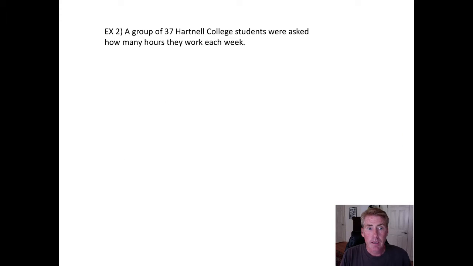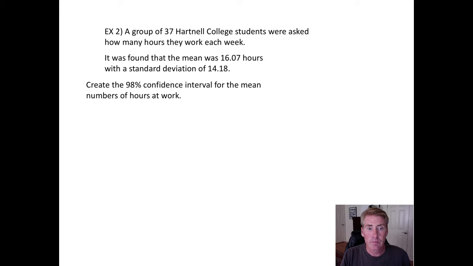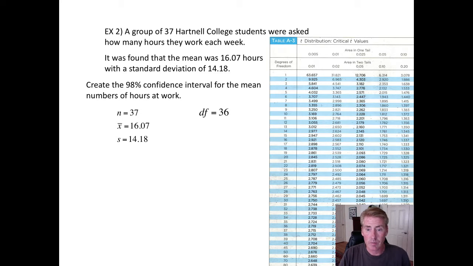Here's an example. So if n equals 37 Hartnell students, asked how many hours they worked. So here's the sample mean, 16.07, and S equals 14.18. Now make the confidence interval for how many hours they work per week. So I like to write down the information just to organize my work. So there's the n, x bar, and s. Degrees of freedom would be 36, and then use the table. So we're using 98% confidence. That means alpha equals 0.02.